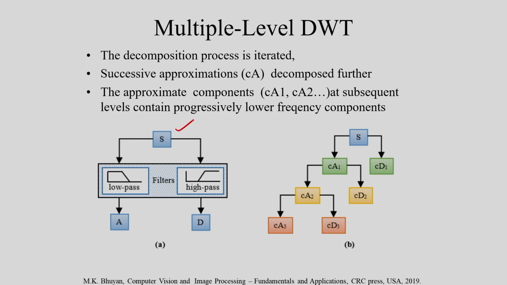So the signal is this, I am considering the low pass filter and the high pass filter. So I will be getting the approximate component and the detailed component. And you can see in the second figure what I am doing: multiple level decompositions. So the signal is S, I will be getting the approximate component CA1 and the detailed component CD1. From this approximate component, again I am getting the approximate component CA2 and the detailed component CD2. And from the approximate component CA2, I am getting the approximate component CA3 and the detailed component CD3. So like this we can do multiple level DWT, the discrete wavelet transformation.